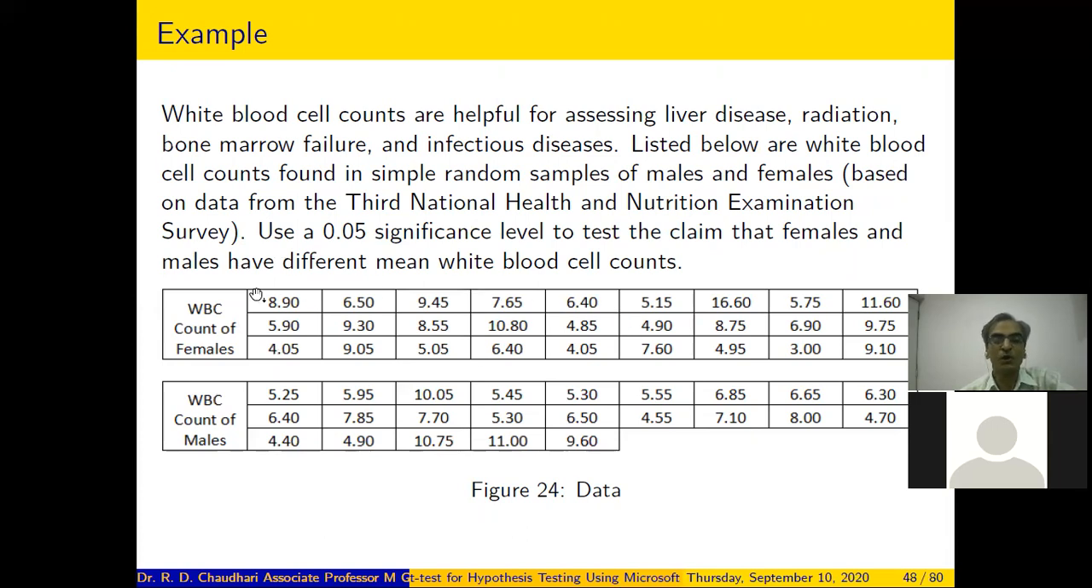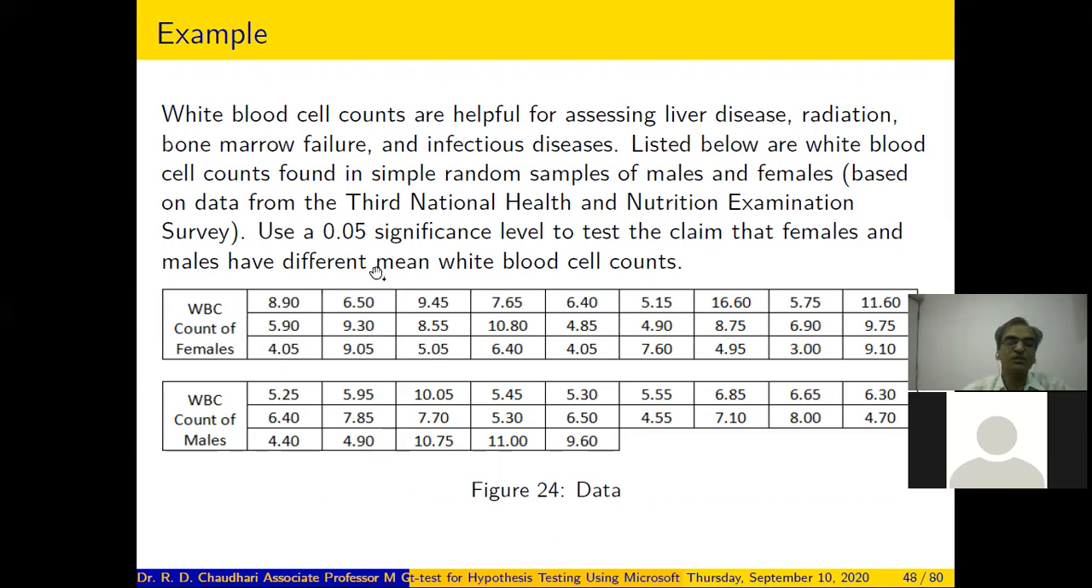So we have a few observations for females about the WBC count, a few observations for males about the WBC count, white blood cell count, right? And what we want to do is use a 5% level of significance to test the claim that females and males have different mean WBC count. That means the average white blood cell count for males and the average white blood cell count for females are different. This we want to test. Okay, so based on this, we have to set up the null and alternative hypothesis.